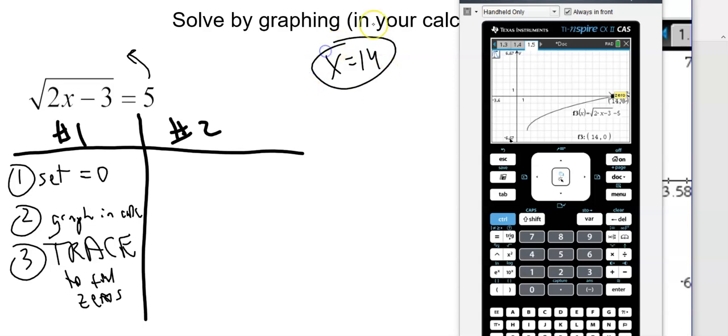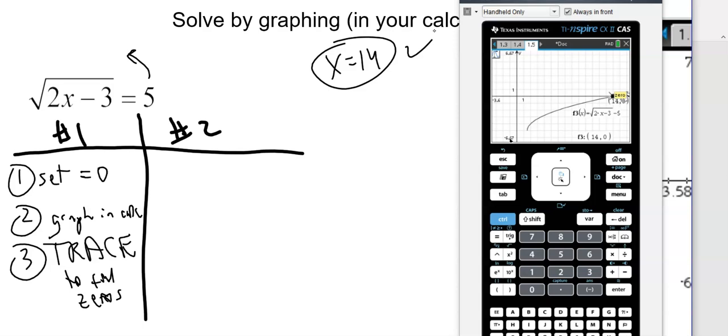I would want you to write the x value, not the 0, (14, 0). I need the x value. That's the solution. So if I plug in 14, 2 times 14 is 28, minus 3 is 25. Square root of 25 is 5. That works. Check. Not a bad idea to check it. Although on the graph, we don't have to worry about extraneous solutions. It'll only give you the real solutions.